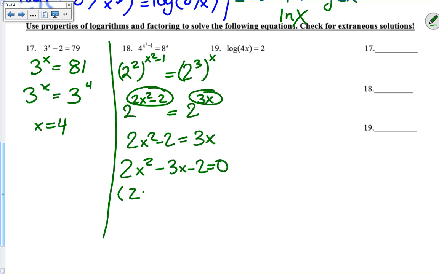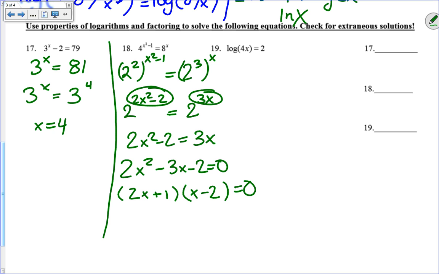Say that louder. 2x plus 1 and x minus 2. Because it would be 2x times a negative 2, which would give us a negative 4. 1 times x would give us 1. So it multiplies together to give us the negative 2, and adds to give us negative 3x. So yes, that does work. So now we do what? Set them equal to 0, solve for x, right?